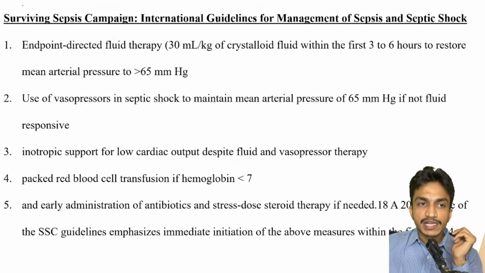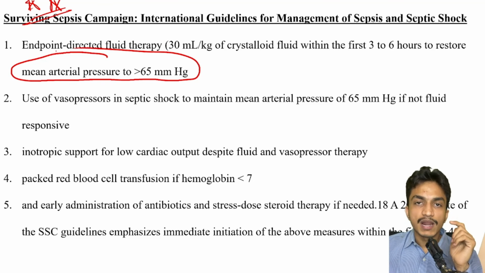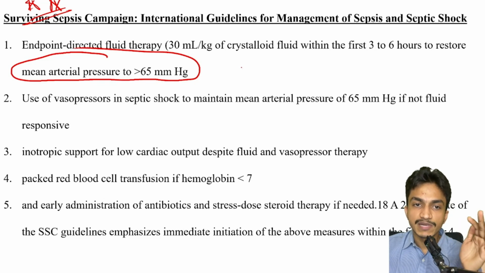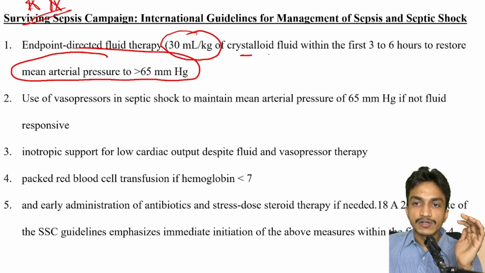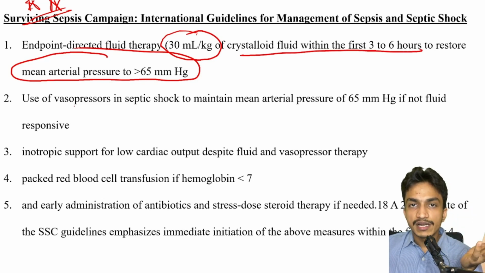Now, again, this is a very important thing, that is the Surviving Sepsis Campaign guidelines for managing a septic patient with septic shock. First is always fluid goal directed therapy to maintain MAP above 65, not blind therapy of fluid, not blind IV fluid given to the patient. We should always give so that the MAP is maintained above 65. Usually that amounts to 30 ml per kg of crystalloid within the first 3 to 6 hours. Then if still we are not able to maintain the MAP, then we should start vasopressors.